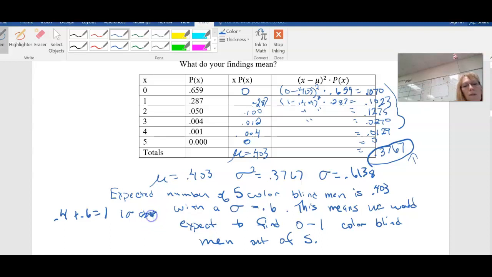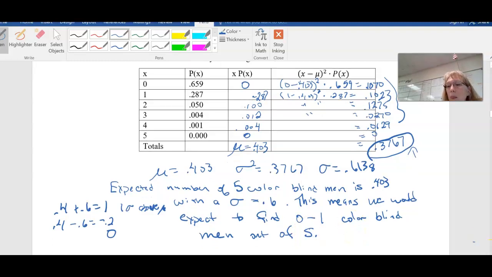And you would also subtract. So we would take 0.4 minus 0.6, well, that equals a negative 0.2. We can't have negative 0.2 men, so we put that to 0. So we would expect to find 0 to 1 colorblind men out of our 5. I hope you did well.